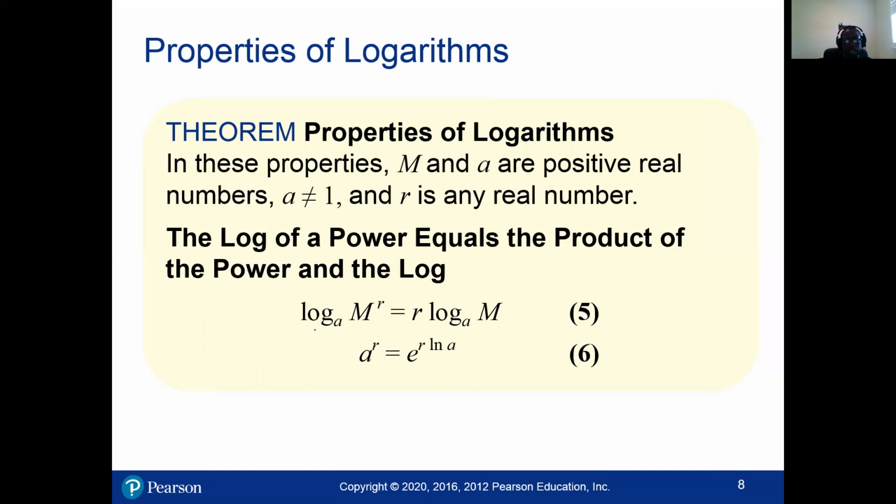Now the other property is that we just talked about this, right? That the log, m is a positive real number, a is not equal to 1, r is a real number. So it says the log of a power equals the product of the power and the logarithm. So when you have log of m raised to r, then this becomes r times log of m base a.